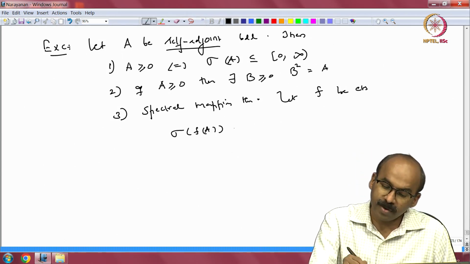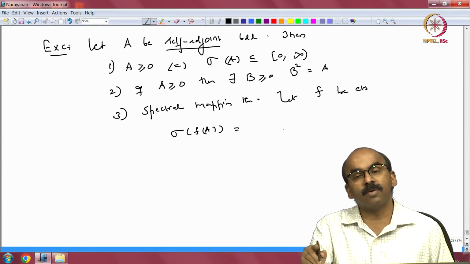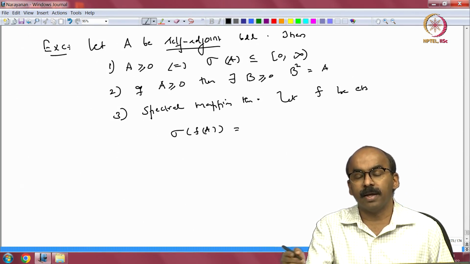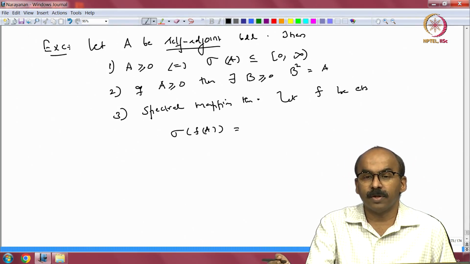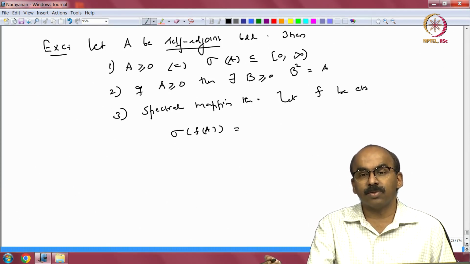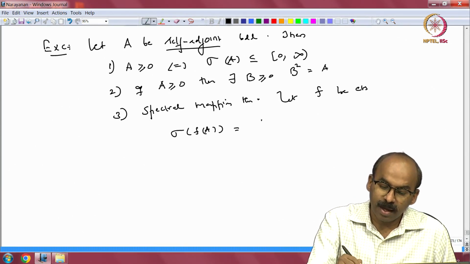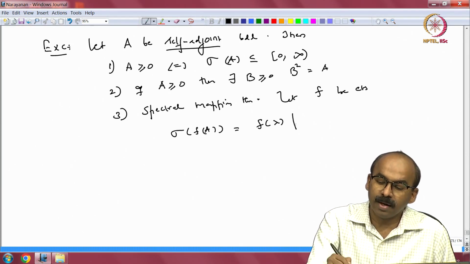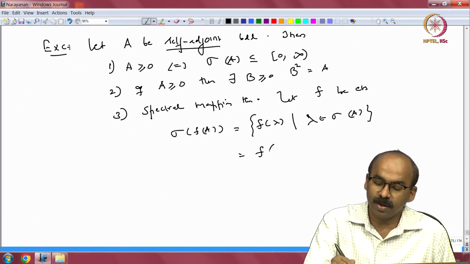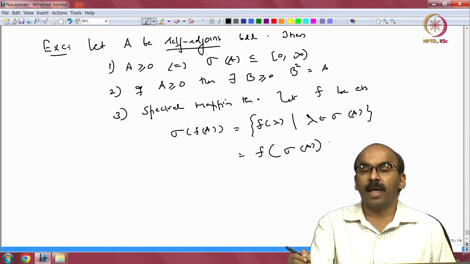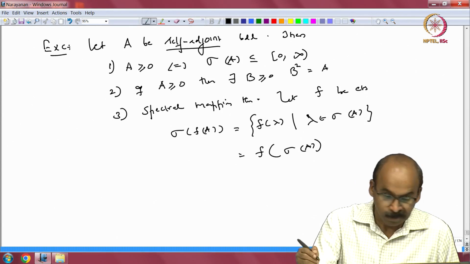Sigma of f of A is something which you have seen in the case of finite dimensions and so on. If I know the eigenvalues of a normal operator A, then eigenvalues of A square would be squares of the eigenvalues of A. So, just f of lambda, where lambda belongs to the spectrum of A. In other words, this is f of sigma of A, the range of sigma of A under the mapping f.